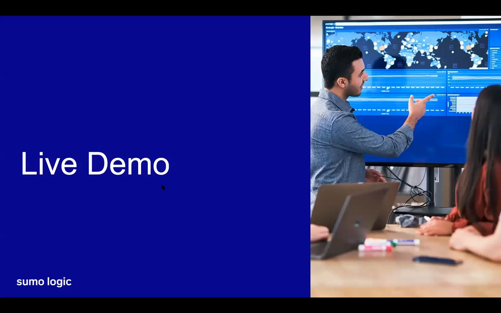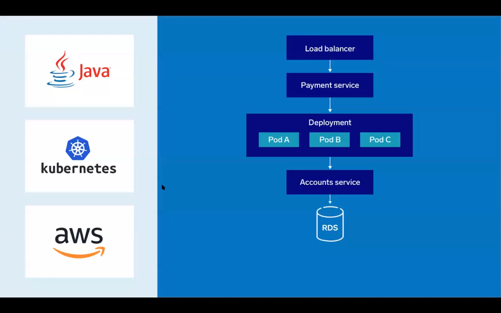So let's go ahead and jump into a live experience of the application observability solution. To start this off, let's give a little bit of background on it. Let's suppose we have an application and it's utilizing load balancers, a payment service, and multiple deployments integrated into, in this case, an RDS database. And it's all hosted in AWS using Kubernetes. And everything seems to be going pretty well for the most part, most of the time.